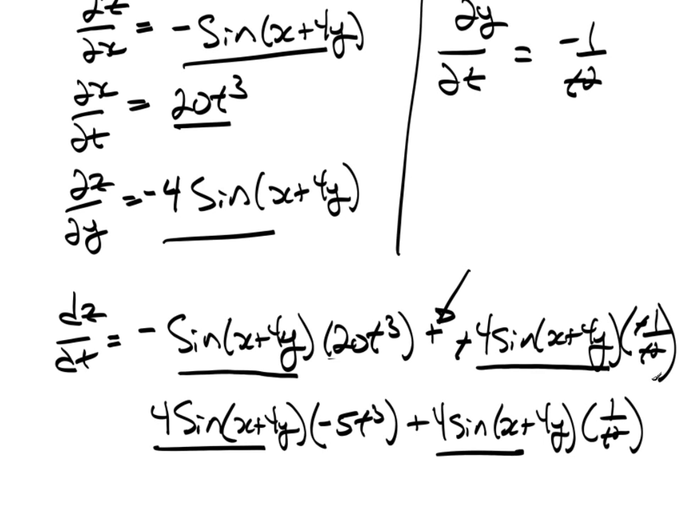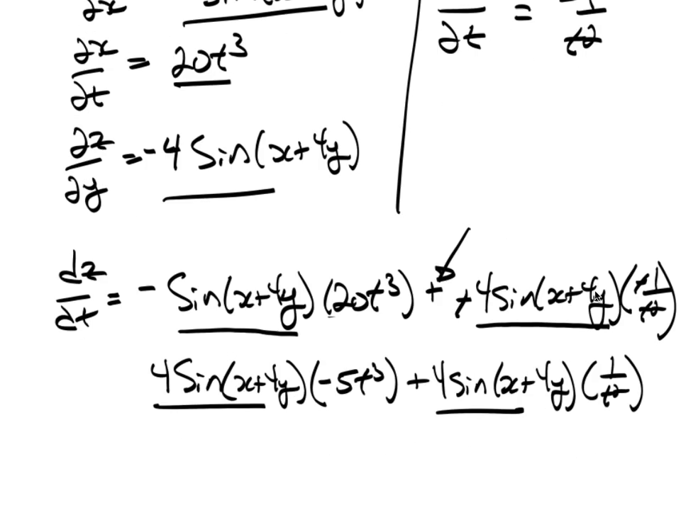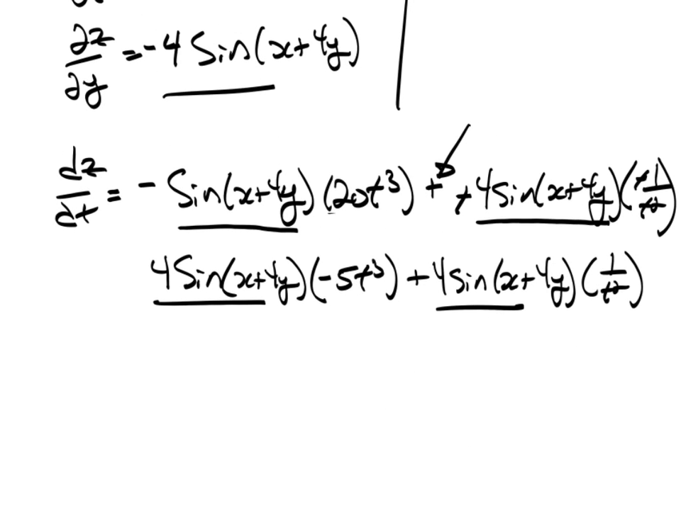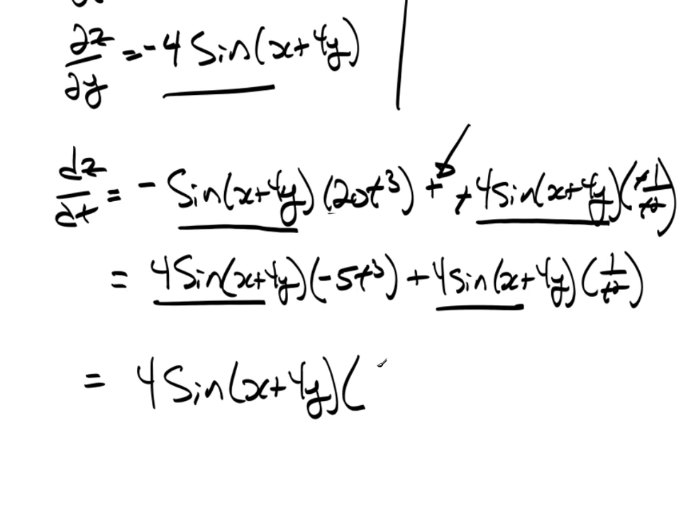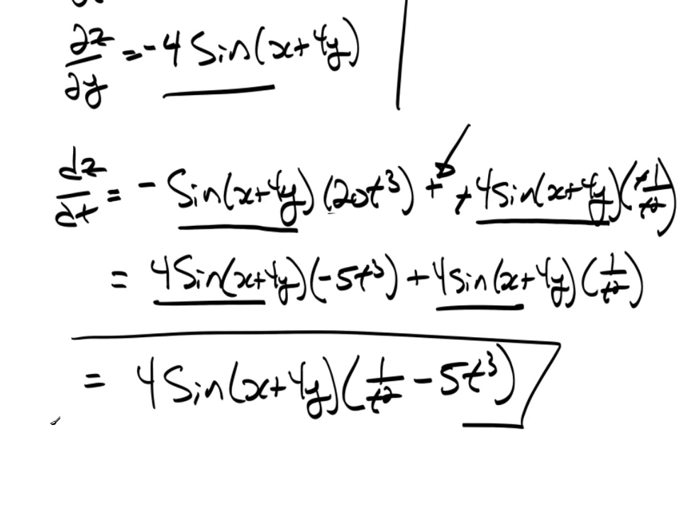Now these are common, so I can factor out both of those. And that will give me 4 sine of x plus 4y times 1 over t squared minus 5t cubed. So that would be my answer.